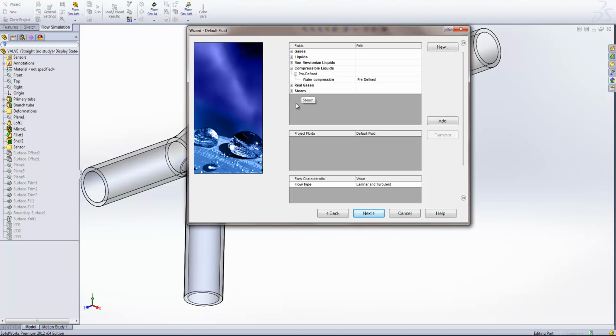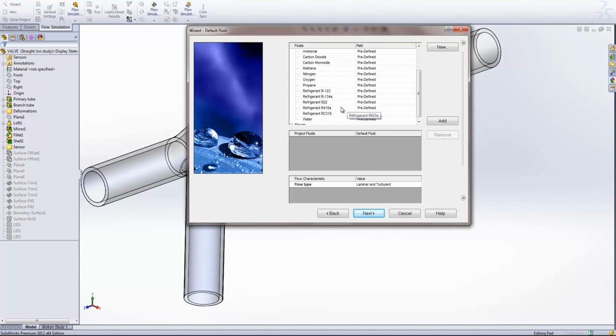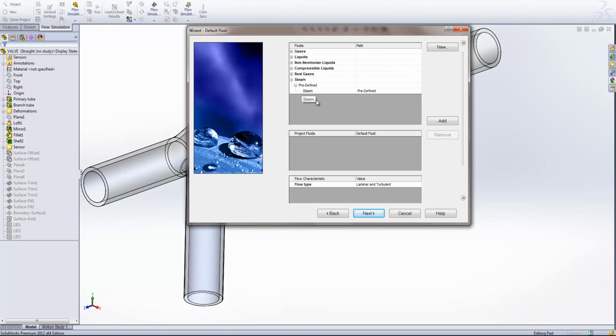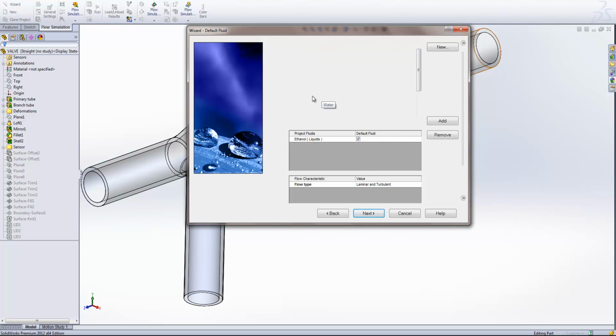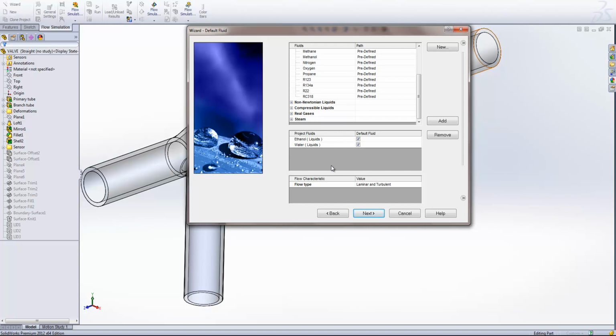Compressible liquids, we've got compressible water here, real gases, so refrigerants, carbon monoxide, etc., and steam. And we do always have the opportunity to add new ones if we want, so we can come in and if we know the values or the properties of these fluids, we can add our own ones in there. For this case we are going to use ethanol and we're going to use water, so I'm bringing those in simply by double clicking them.